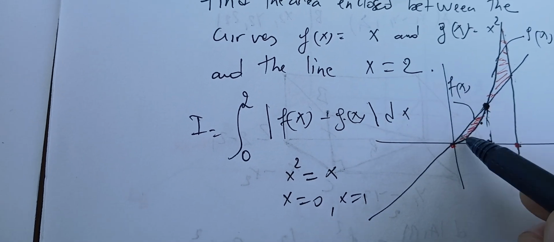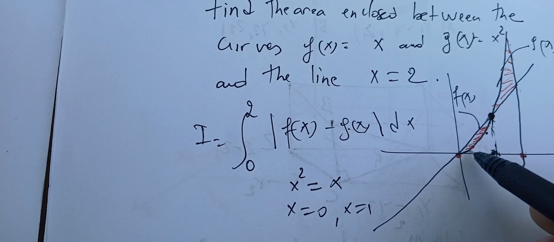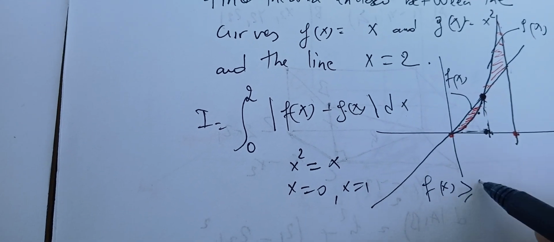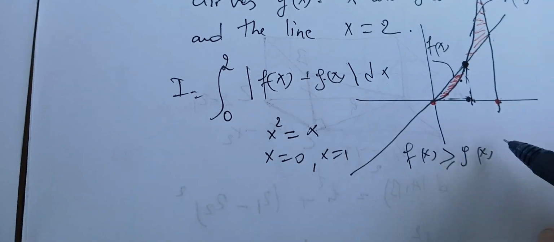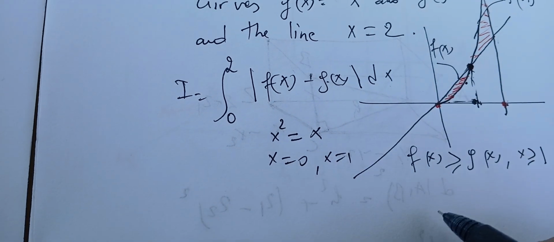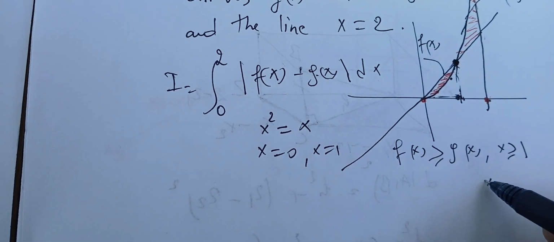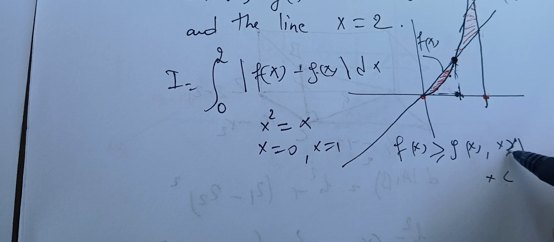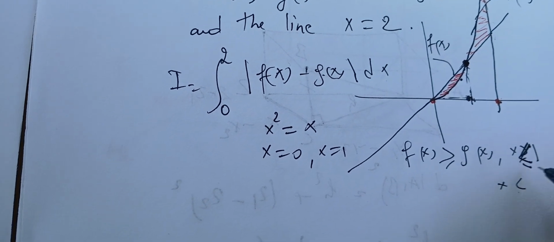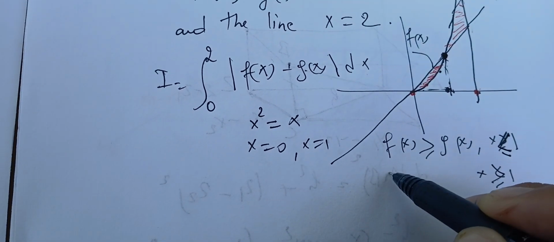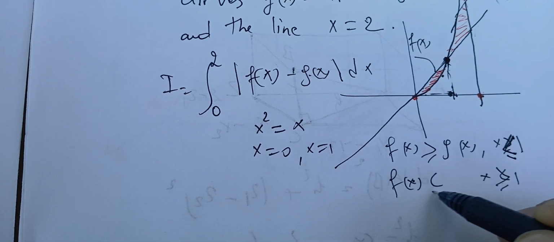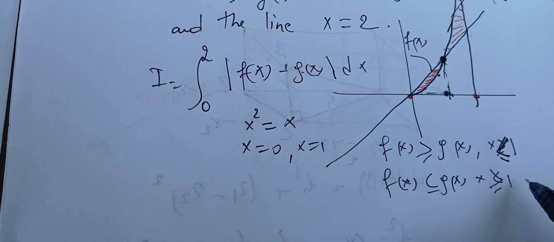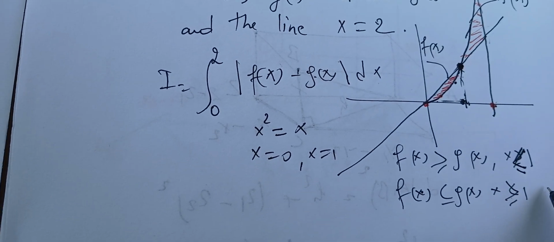So before x equals 1, that means when we are here, we have f of x bigger than g of x. So here, when x is less than 1. Sorry, this is the mistake. When x is less than 1, f of x is bigger. When x is bigger than 1, we have f of x less than g of x. Of course, it's bigger than 1, but less than 2.